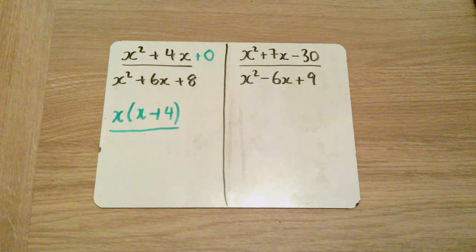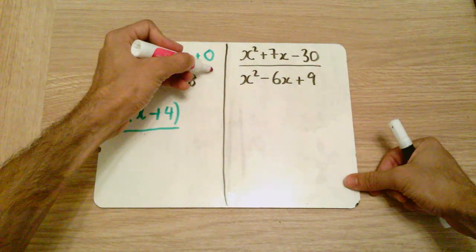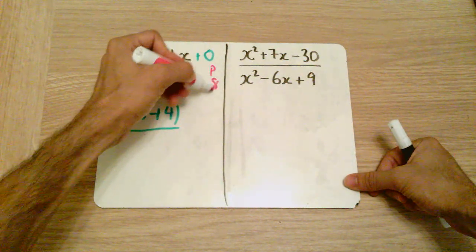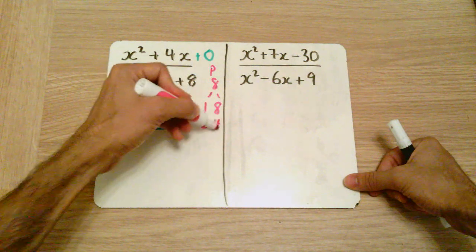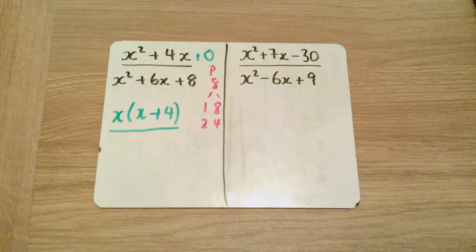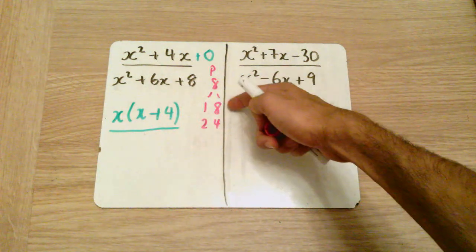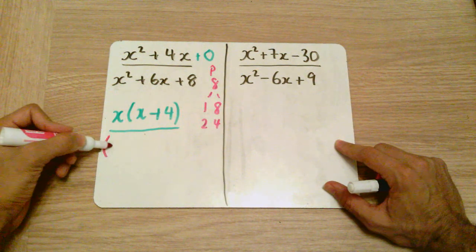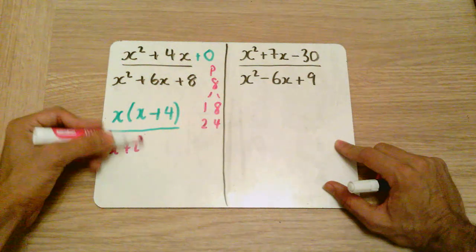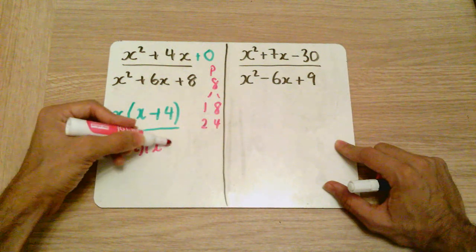The bottom, we need two values that multiply to make 8. So the product here is 8. Our combination is 1 and 8, or 2 and 4. We're looking for the combination that adds to make 6. 1 and 8 doesn't, 2 and 4 does. So we can write that as x plus 2 and x plus 4.